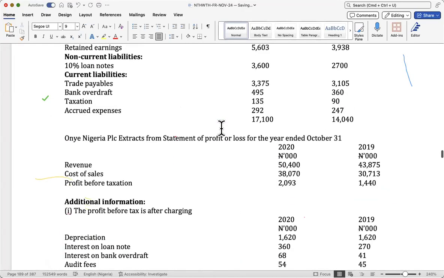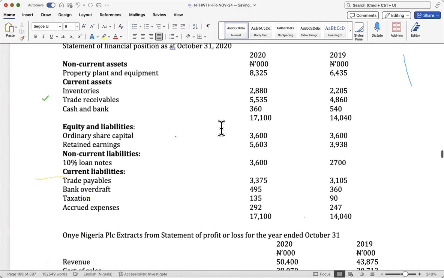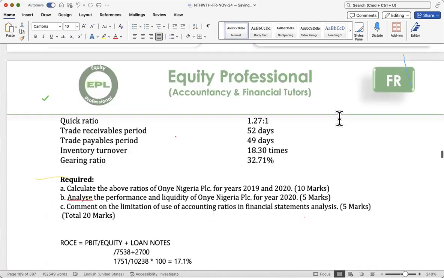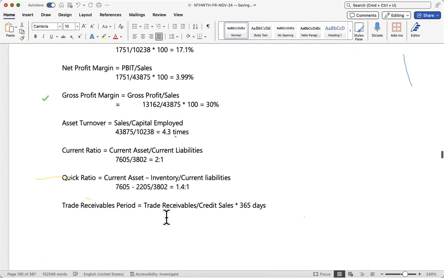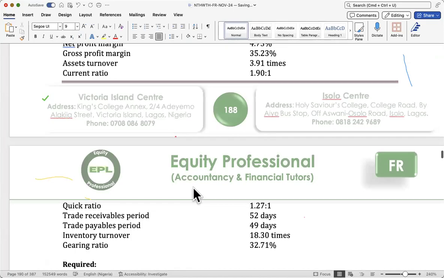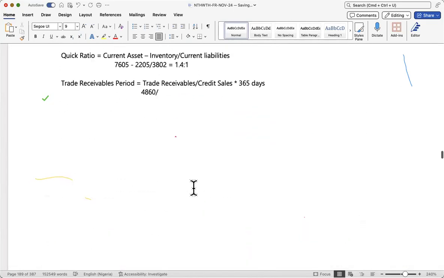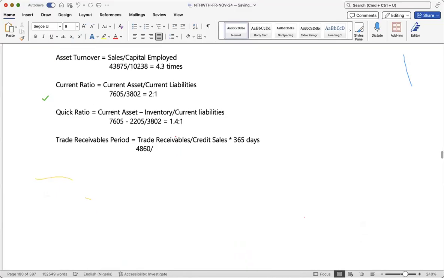What's my trade receivables? 4860. What's my credit sales? 4875. 3875. Good. So you don't have to be looking for credit sales around. Just use your sales.